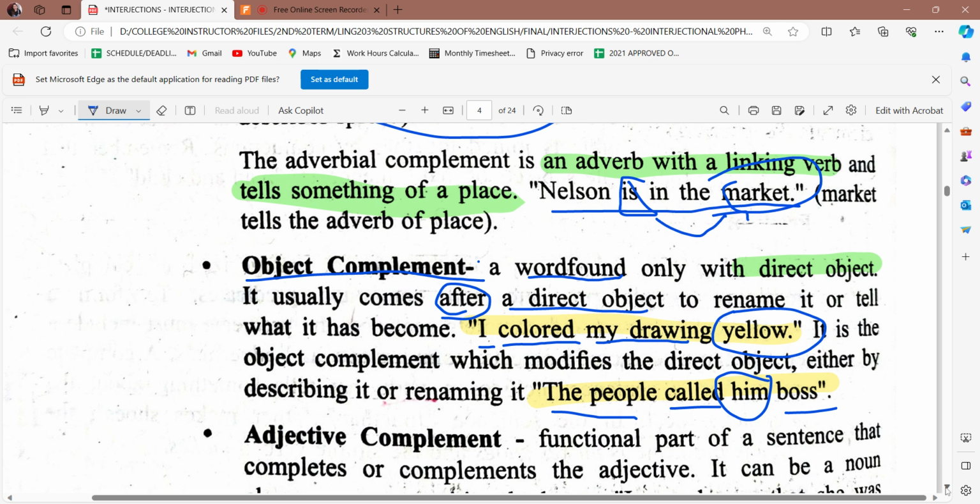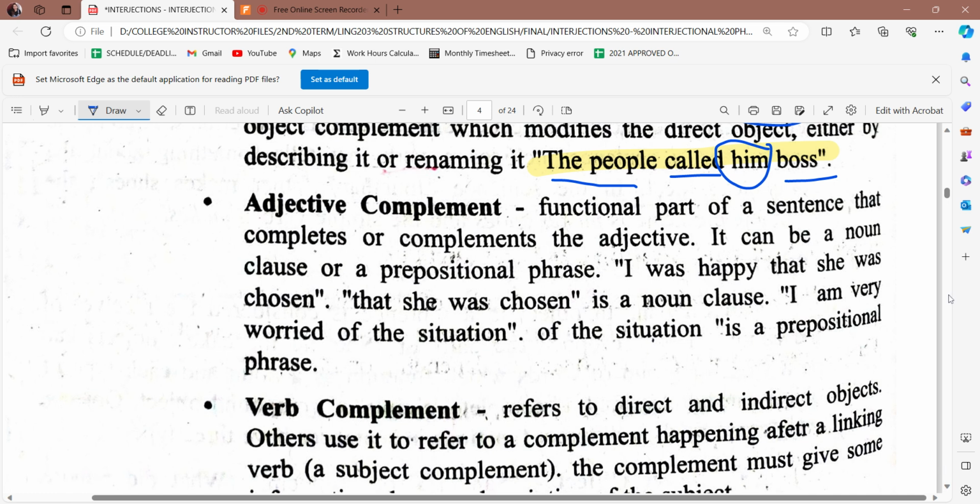Okay. Now we go to the adjective complement. If the object complement can be seen after a direct object, how about the adjective complement? Okay, let us first read the definition. The adjective complement is a functional part of a sentence that completes or complements the adjective. Again, ha? Completes or complements the adjective. Di-complement niya ang adjective. Right? That's why it's called adjective complement, right? Okay, the word itself is self-explanatory.